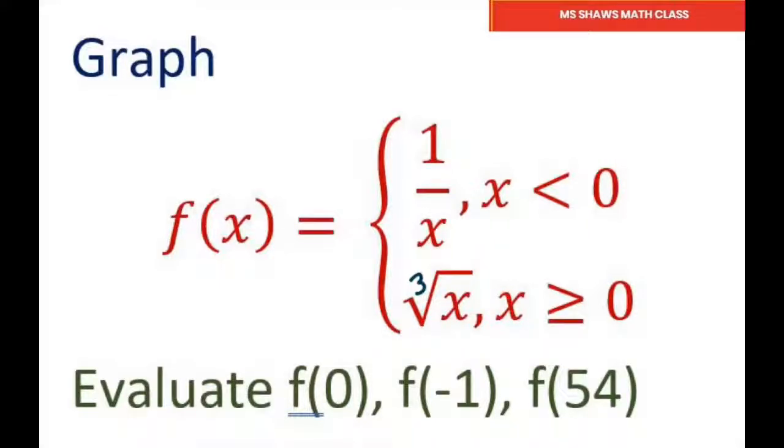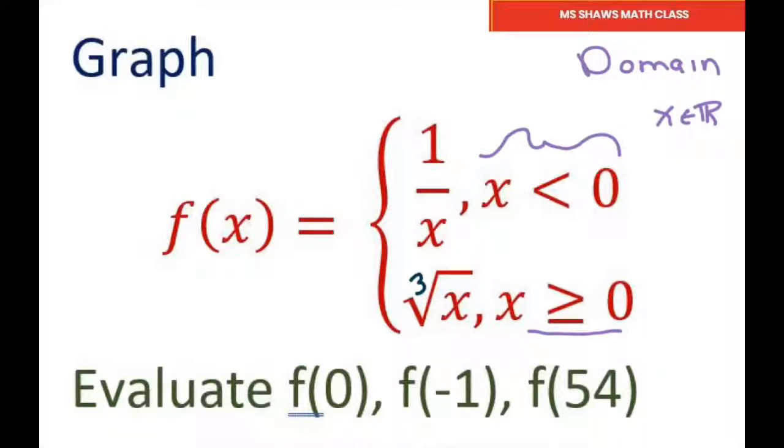The first thing I want to look at is the domain. If you look at the domain, it's going to be all real numbers, because this part is your domain portion, and it says all numbers less than 0 and also all numbers greater than or equal to 0. So that just means your domain is all real numbers. Alright, so let's start to graph it.